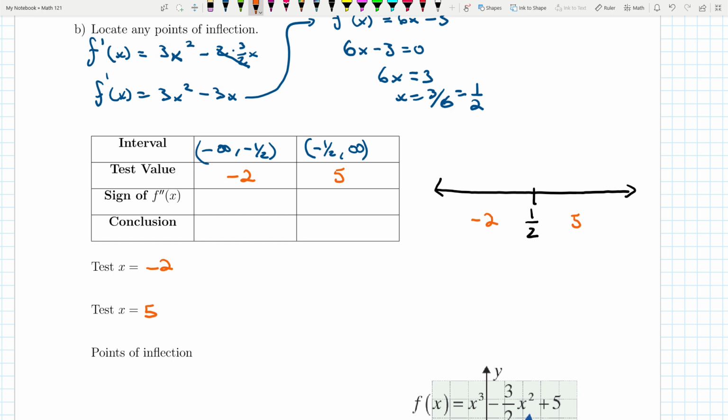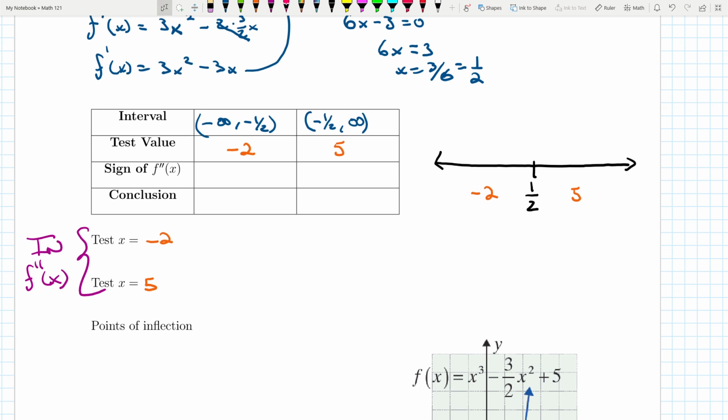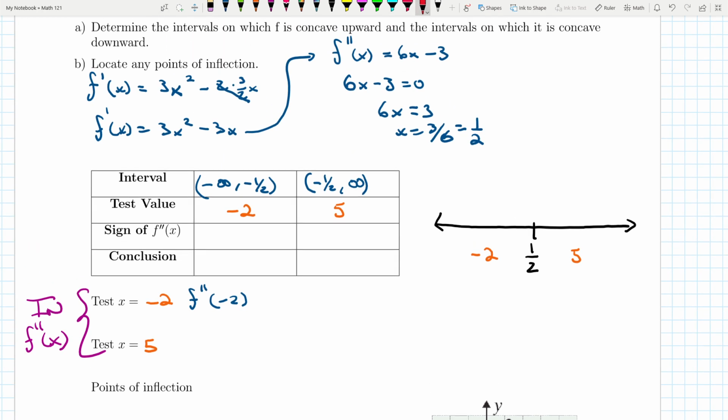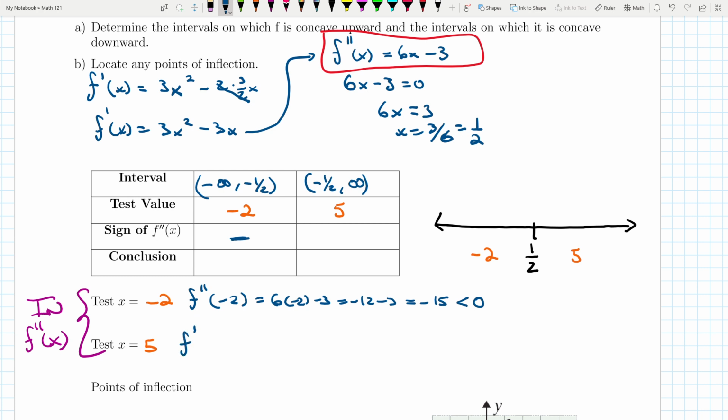So what we're going to do is test these two values in the second derivative, not in the original function. We're going to use the original function for points of inflection instead. So let's see, when we evaluate the second derivative at -2, the second derivative, which is 6x minus 3, that's 6 times -2 minus 3, that's -12 minus 3, which is -15. Ultimately, we conclude that the sign of f double prime is negative. On the other hand, the second derivative evaluated at 5 equals 6 times 5 minus 3, which is 30 minus 3, which equals 27. That's a positive number.